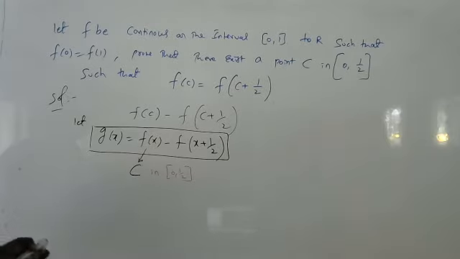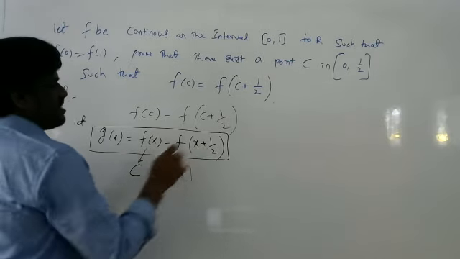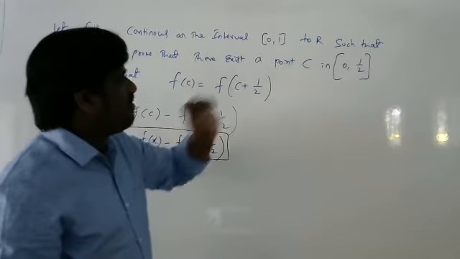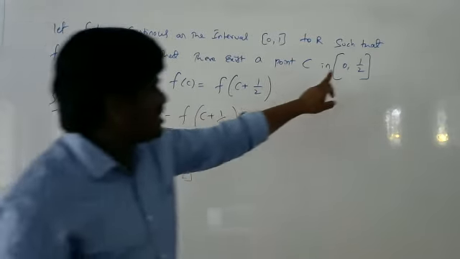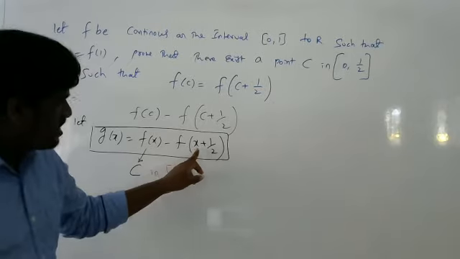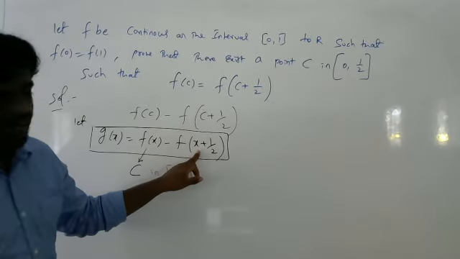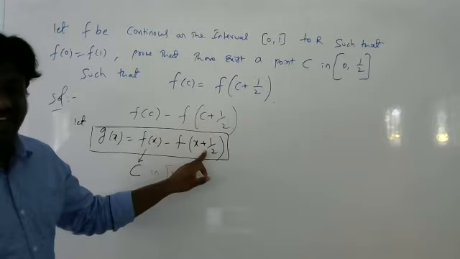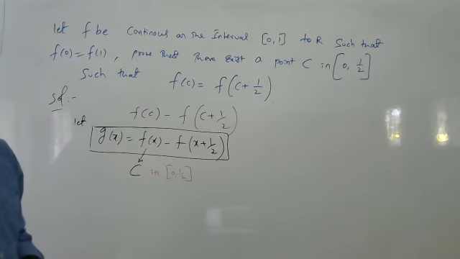Now the next point: f of x plus half. We are discussing the 0 comma 1 interval, right? Here it is 0 comma half. If I substitute 0, I get half. See, it is continuous.